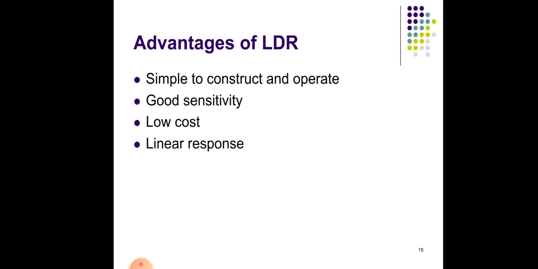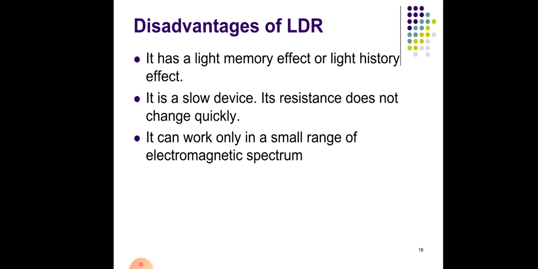Now, advantages of LDR: simple to construct and operate, good sensitivity, low cost, linear response. These are the advantages of LDR. Disadvantages are: it has a light memory effect or light history effect. It is a slow device. Its resistance does not change quickly. That's why it is called a slow device. It can work only in a small range of the electromagnetic spectrum.